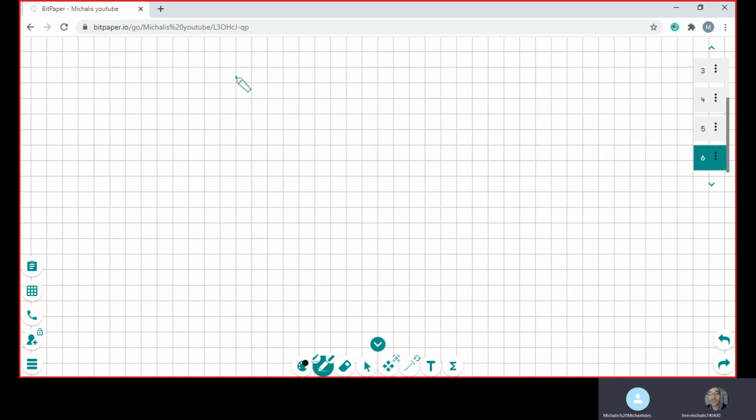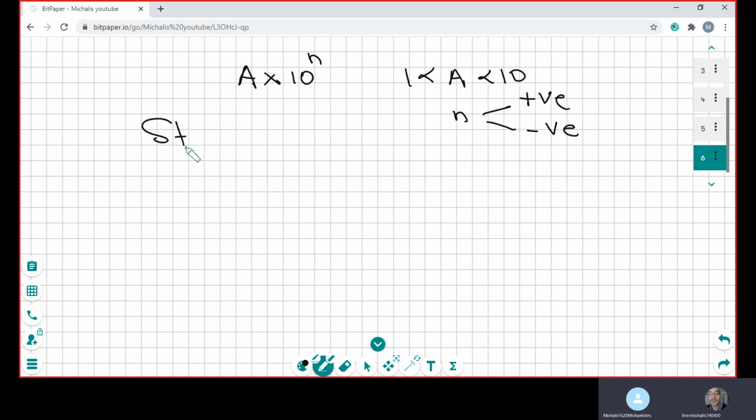A number is in standard form when I express it in the form a times a power of 10. The a needs to be a number between 1 and 10, and the power can be either positive or negative. And this satisfies the conditions of a number to be in standard form.